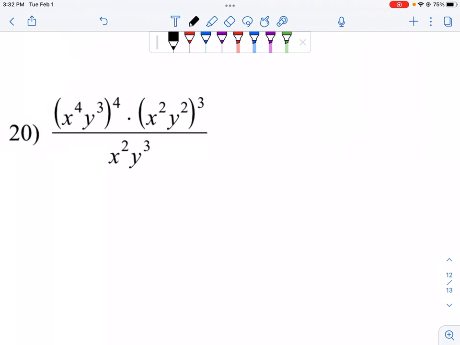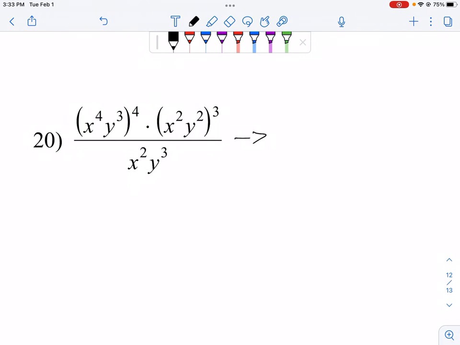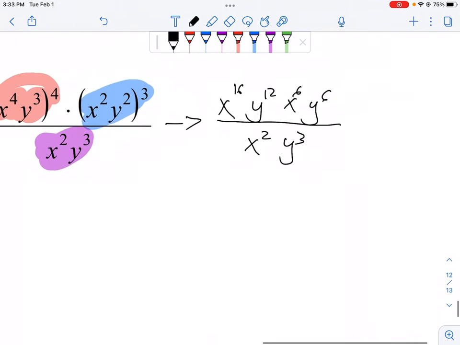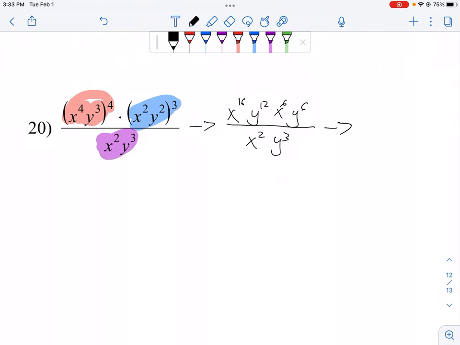Okay, for number 20, I'm going to take care of this and be left with x to the 16th, y to the 12th. I'm going to take care of this and be left with x to the 6th, y to the 6th. And down below here in purple, that's not changing, so I'm going to leave that as x to the 2nd, y to the 3rd. I'm going to continue cleaning up my numerator, so that's going to be 16 and 6, which is going to give us x to the 22nd, and 12 and 6, which would be y to the 18th, over x squared y to the 3rd.